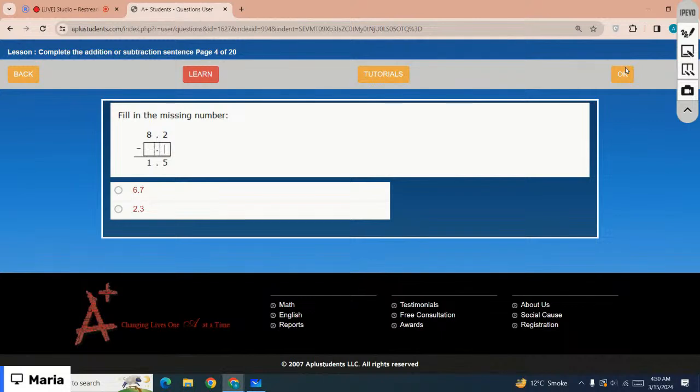Which is the correct option? Yes, that is option number one. 6.7 is the correct option, right? 8.2 take away 6.7 equals 1.5. Very good.